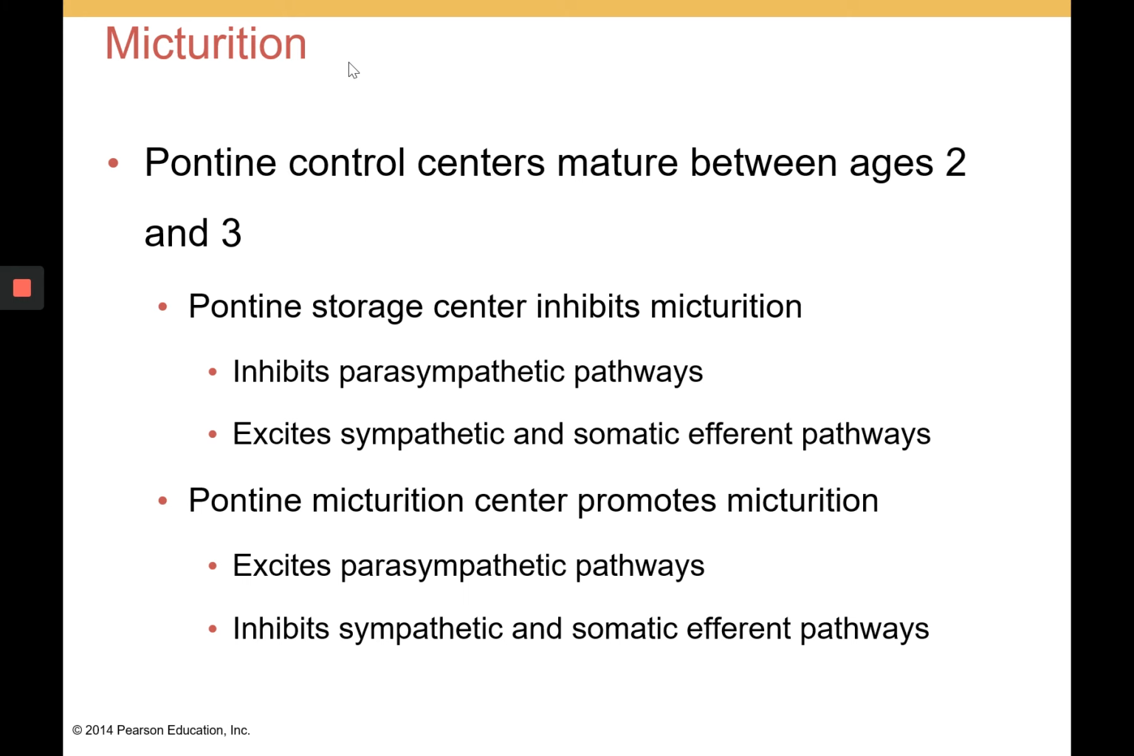The pontine storage center in the pons of the brainstem inhibits micturition, so it's also inhibiting those parasympathetic nerve fibers or pathways and able to excite the sympathetic and somatic efferent pathways. The pontine micturition center promotes micturition. Makes sense. Pontine micturition center is going to be focused on micturition or urination or voiding. And we're going to see that the urinary system is excited by the parasympathetic system and inhibiting the sympathetic system. That's actually going to allow micturition. Similar type of control we were talking about with the digestive system.